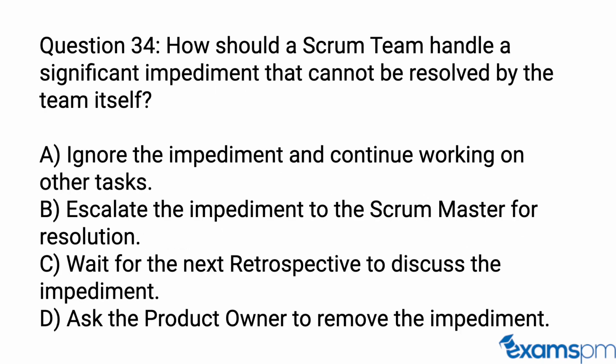Question 34. How should a Scrum team handle a significant impediment that cannot be resolved by the team itself? A. Ignore the impediment and continue working on other tasks. B. Escalate the impediment to the Scrum Master for resolution. C. Wait for the next retrospective to discuss the impediment. D. Ask the product owner to remove the impediment.